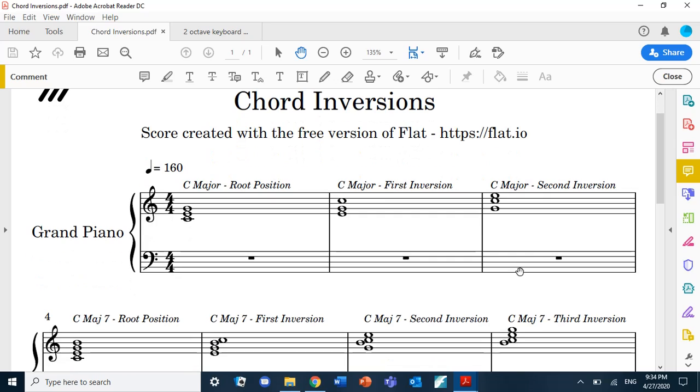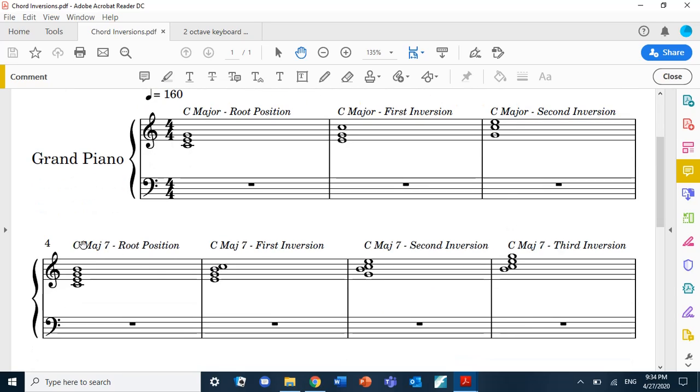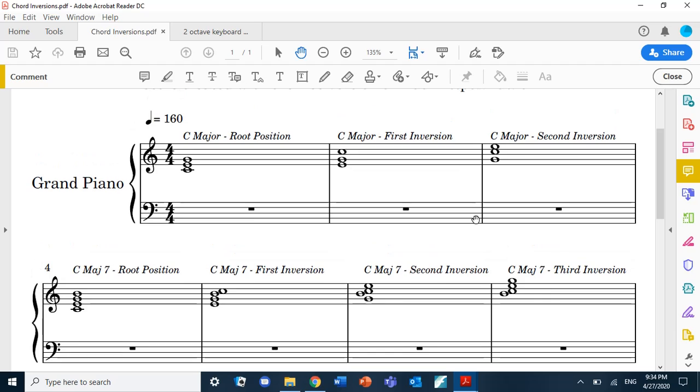So what I have here, like I said, are the chords that we wrote yesterday on Flat, which I have printed to a PDF so I can mark it up. Just a refresher: we have a C major chord, the regular 3-note chord, in 3 different positions. We have root position first, first inversion second, and then second inversion. Then we have a C major 7th chord also in root position, first inversion, second inversion, and with a 7th chord we can even go up to third inversion because we have that extra note. But we will get there in a little bit.